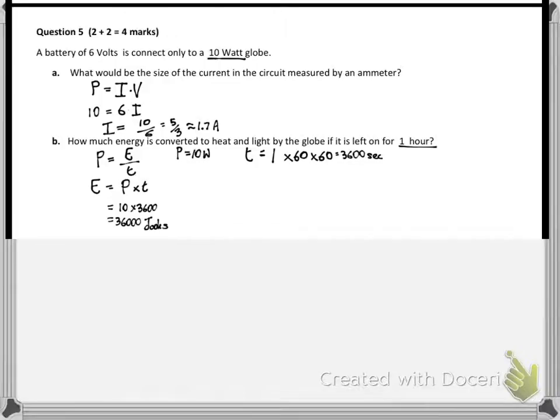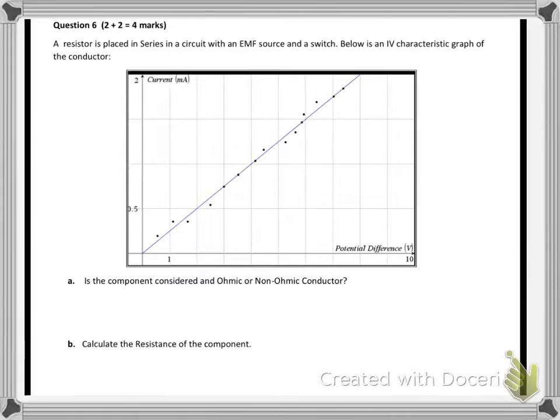Now, what's another way of expressing that number? Well, I've got 36,000, so I can say there 36 kilojoules. Very good. Alright, how are we going so far? Let's keep going. Now, question 6.